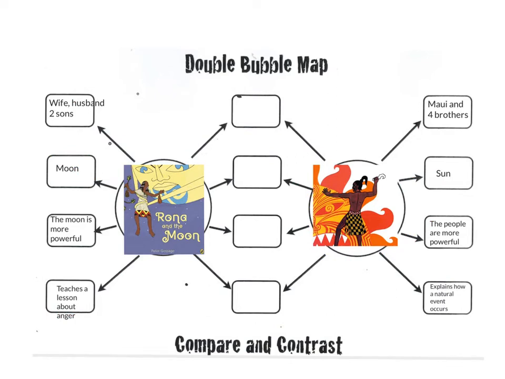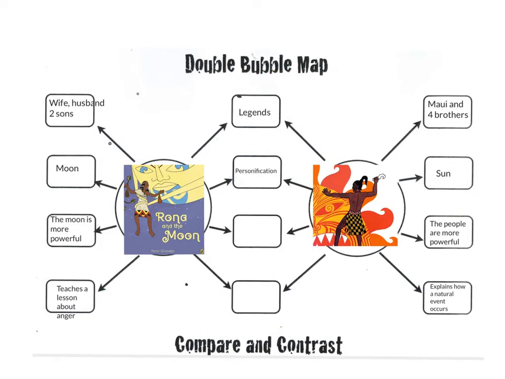And in the story of Maui and the sun, it explains how a natural event occurs. So it tells us how the days got as long as they did. Whereas in Rona and the Moon, it teaches us a lesson about an emotion. So now what I need to do is think of the things that are similar between both of the stories. One similarity between both the stories is they're both legends. They're both made up stories that have been passed down from generation to generation.